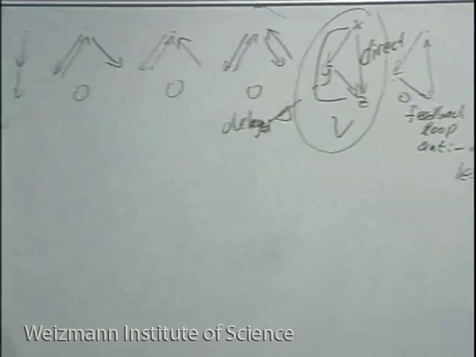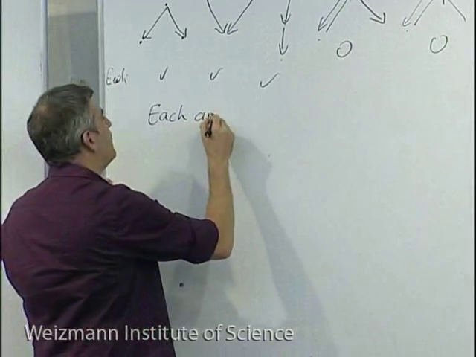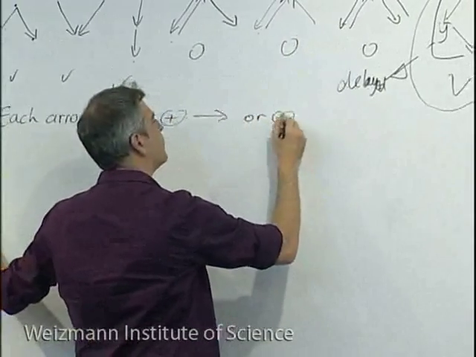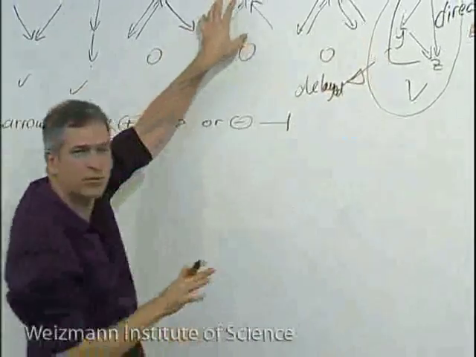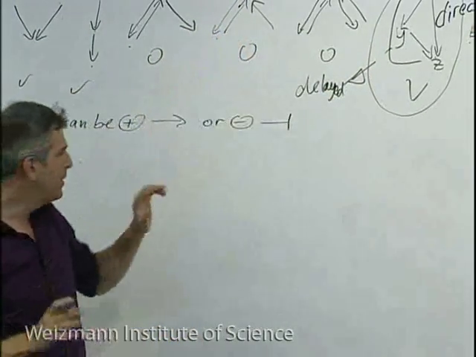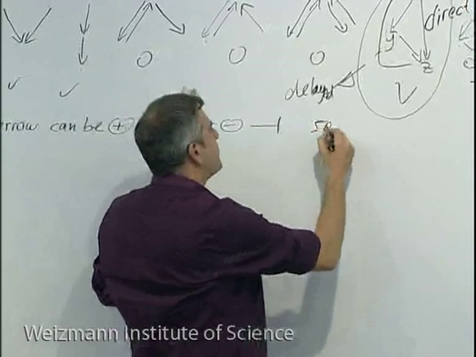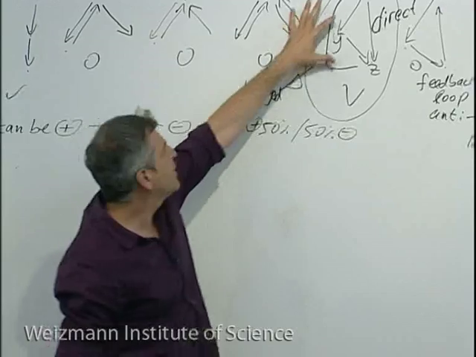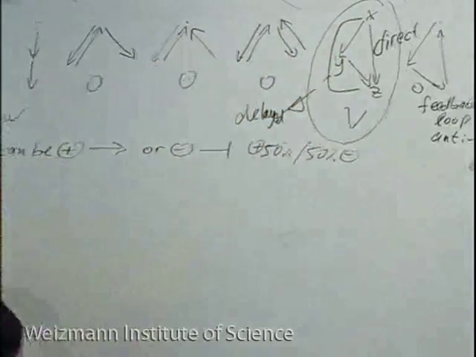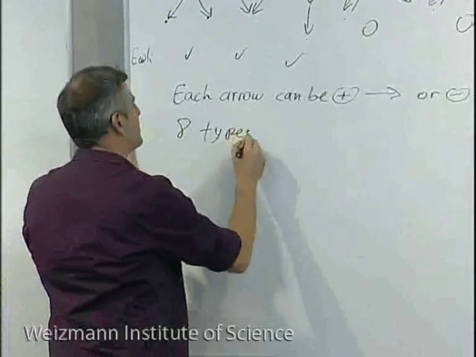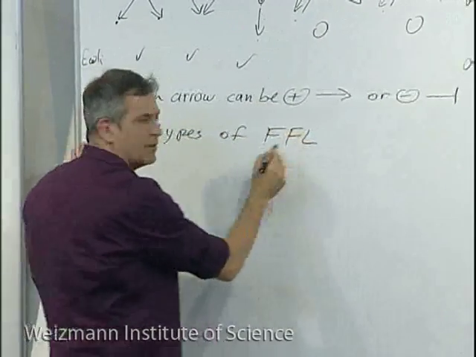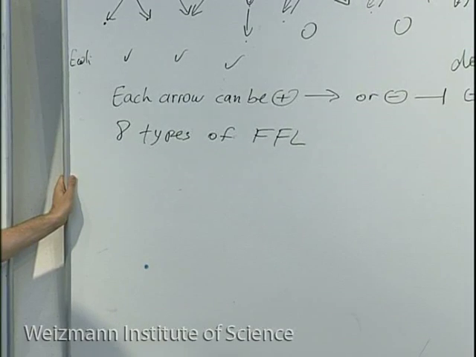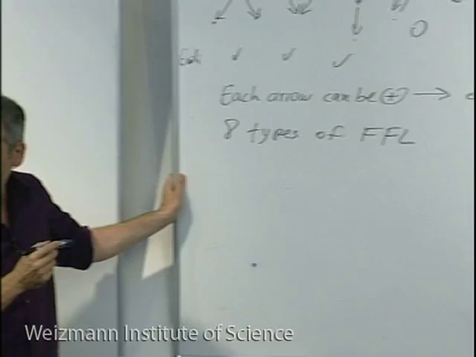Now, each arrow can be positive or negative, even though here I drew the arrows generally. As I told you, there's about 50-50 plus and minus in E. coli. So now we can ask how many types of feed-forward loops there are. There are 8 possible types of feed-forward loops. From now on, I'll use FFL to say feed-forward loop. 8 possible types, because each arrow can be plus or minus: 2 times 2 times 2, 3 arrows, is 8. So let's write them down.